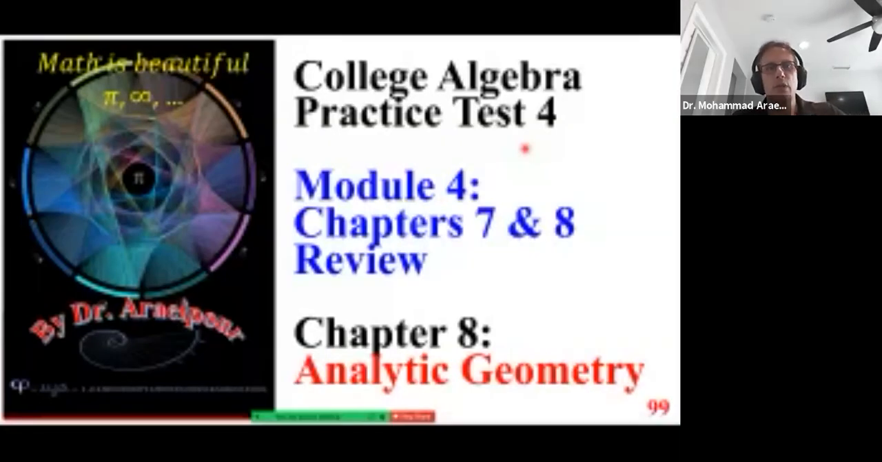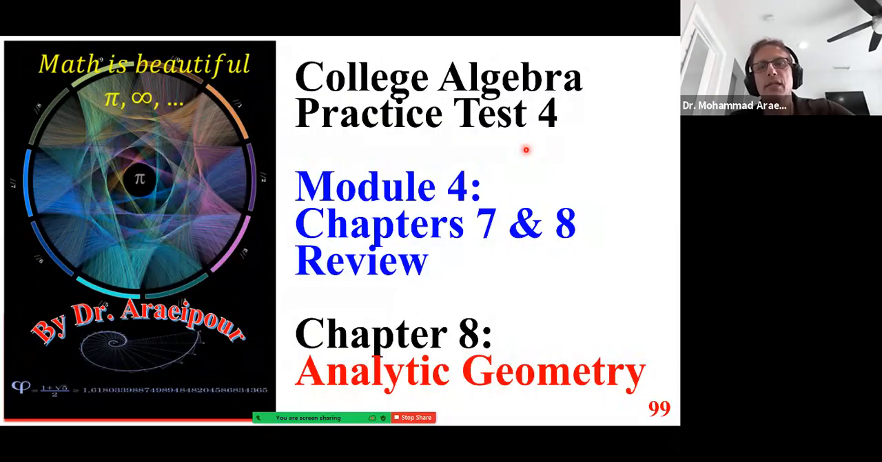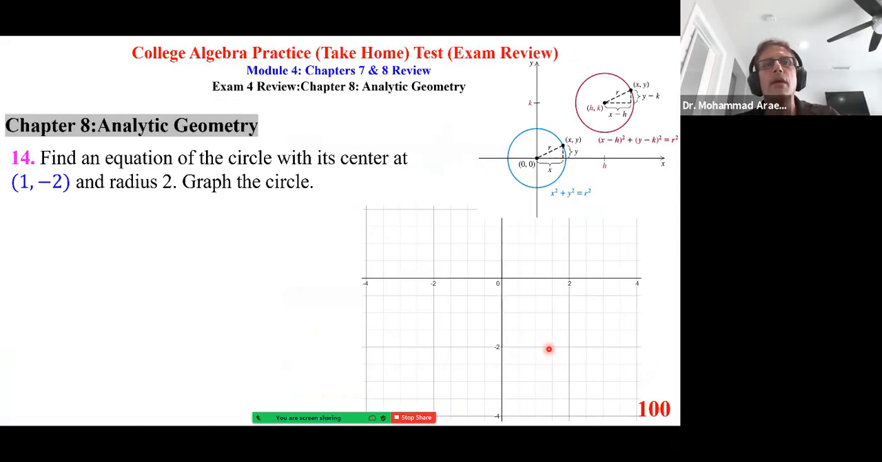Good afternoon, class. We are looking at practice test number 4 for college algebra, module 4, which covers chapters 7 and 8. We are looking at chapter 8, analytic geometry. Find an equation of a circle with its center at (1, -2) with the radius 2, and graph the circle.